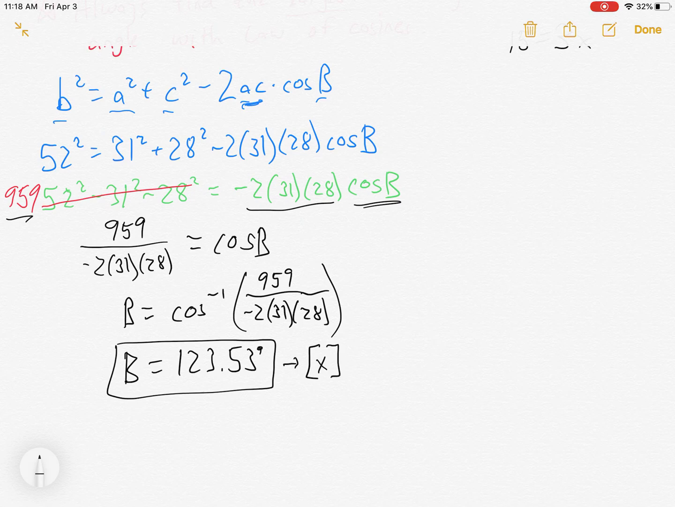And I'm going to store that in as X or B, whatever you want to go with. I'm just going to go with X again. I don't know. You could do B. I don't want to confuse it with a side B, but whatever. But you got to practice this.